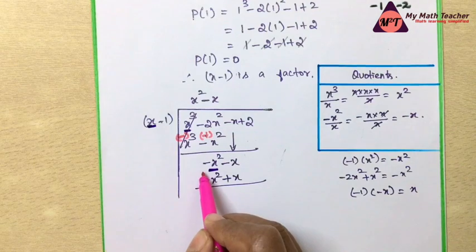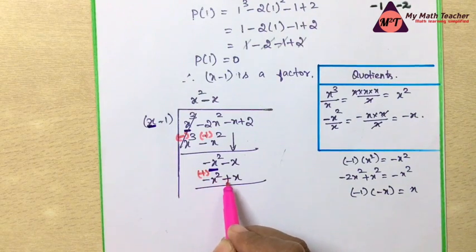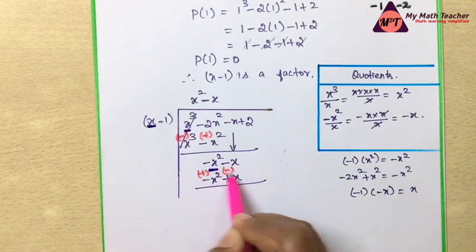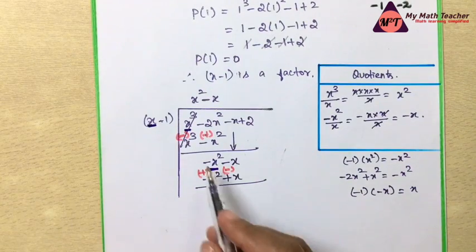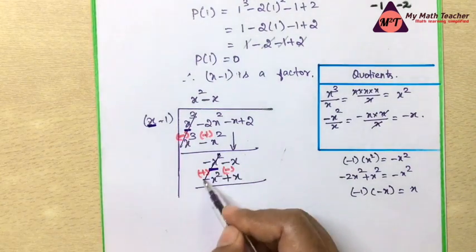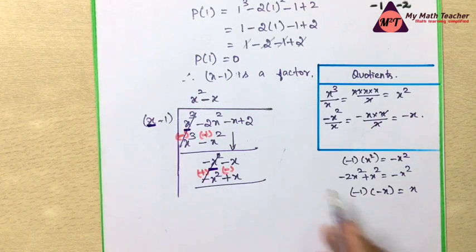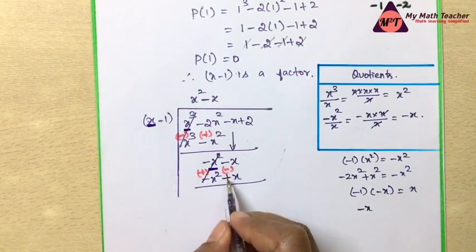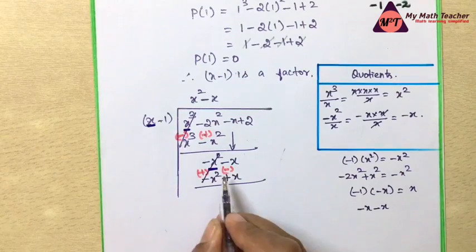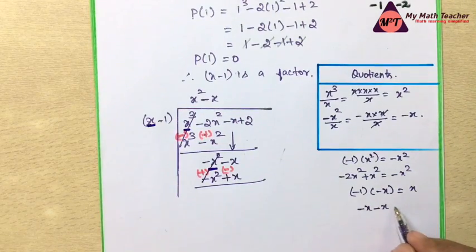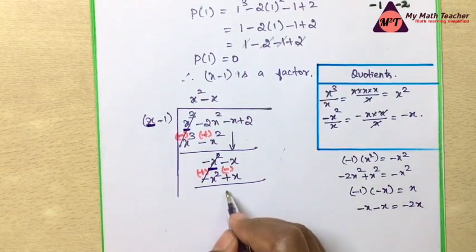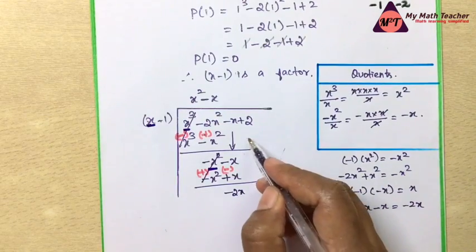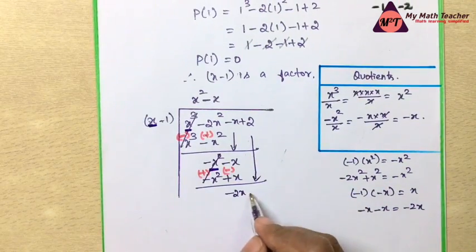Now again we have to change the sign to subtract. Now minus will become plus. What is the sign here? Plus. It will become minus. Now minus x square plus x square, it is 0. Here minus x, addition of the same minus x, it is minus 2x. Now write minus 2x. Now bring the last term down. Plus 2.